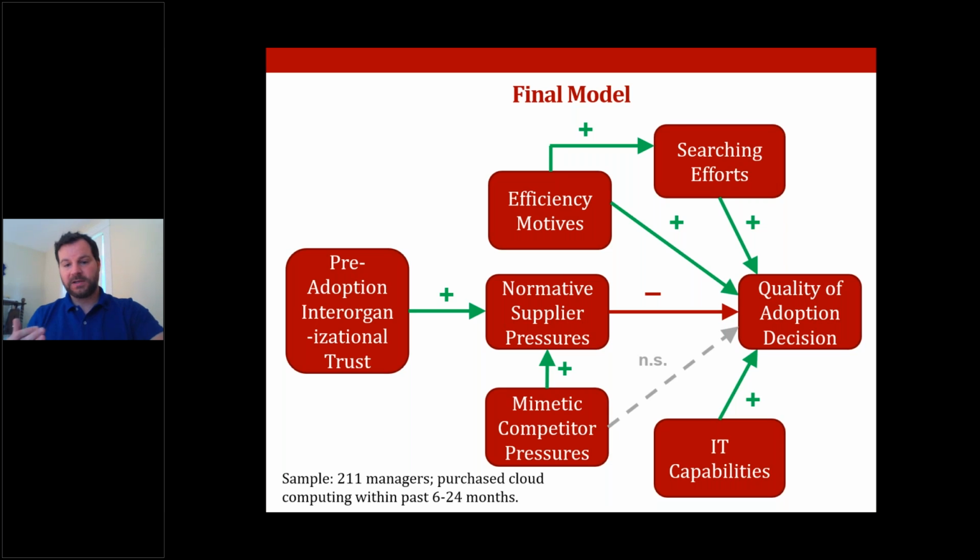When there's a shift in an industry, and we can use cloud computing as an example from, like I said, about 10 years ago, it's very often the case that your long-term relationships are maybe not super useful at that point. And really, that's when a firm needs to say, okay, we need to do this on our own. We need to conduct more searching efforts, and we need to improve our IT capabilities so that we make the right decisions for our firm.